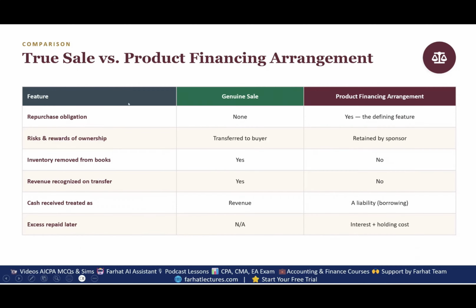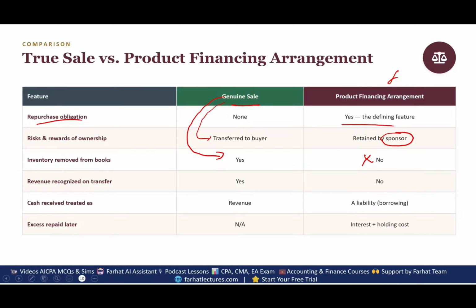Now, this is true sale versus product financing. In a genuine sale, there's no repurchase obligation, because if you sold something, you cannot tell them on the side, I will buy it back. Product financing arrangement, yes, you do have that feature. The risk and reward of ownership in a genuine sale is transferred to the buyer. In a product financing, it's retained by the sponsor. Inventory removed from the books if it's a genuine sale, yes. If it's not, you keep it. You don't remove the inventory.